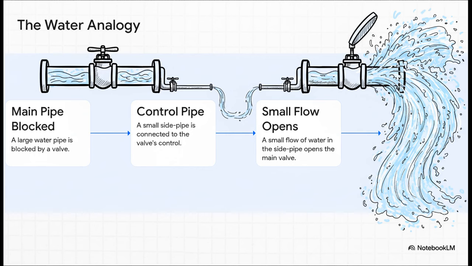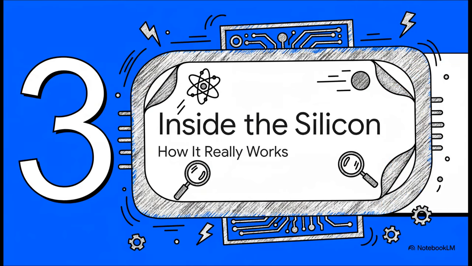And get this, the more water we push through that tiny control pipe, the wider the main valve opens, letting that huge flow of water just roar through. That tiny flow is controlling the massive flow. That right there is a transistor. The water analogy is awesome for building intuition. But now it's time for the real deal.